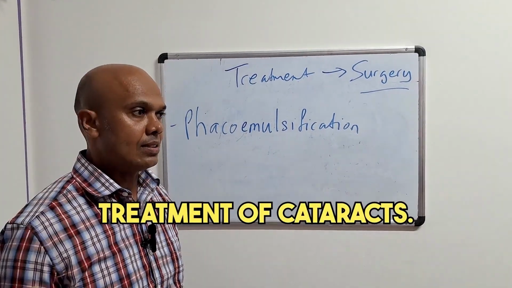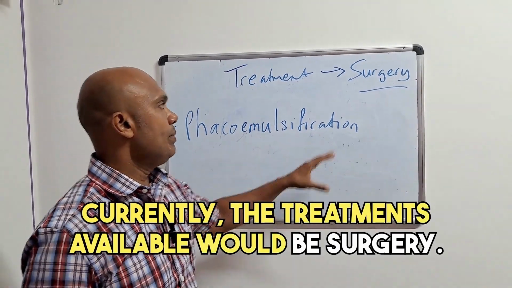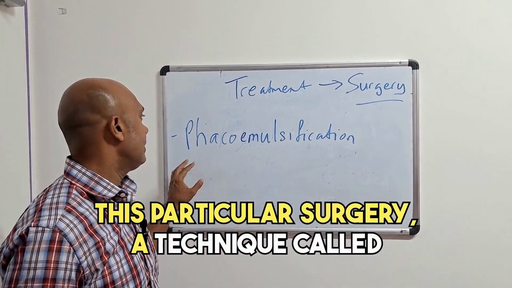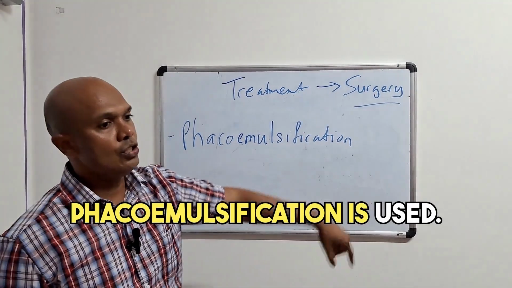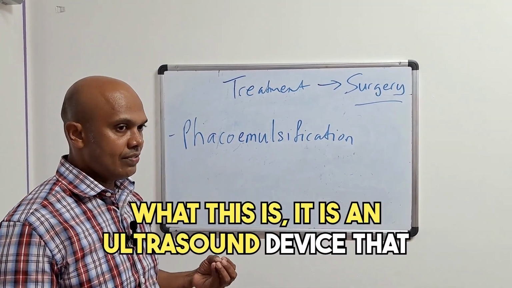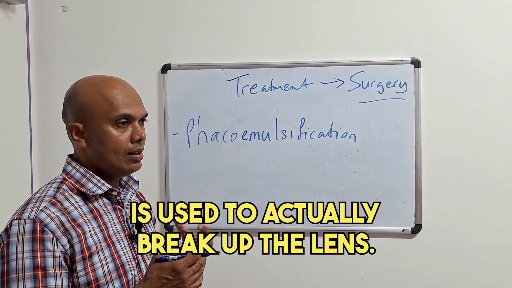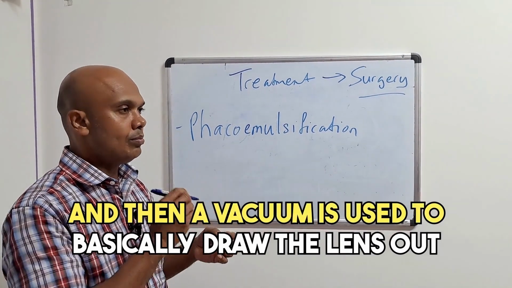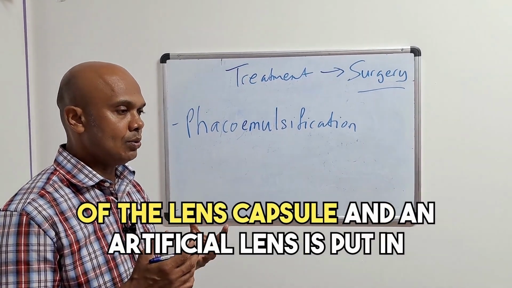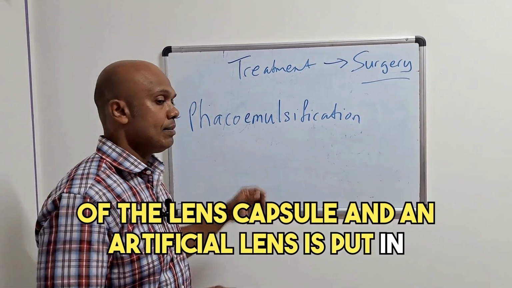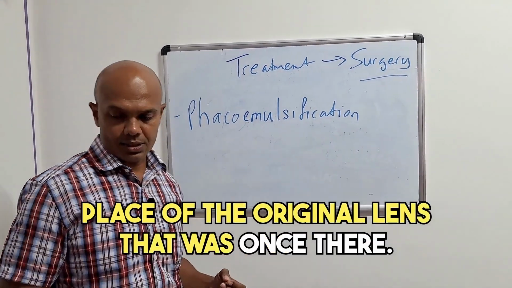Treatment of cataracts. Currently, the treatment available is surgery. In this surgery, a technique called phacoemulsification is used. This is an ultrasound device that is used to break up the lens, and then a vacuum is used to draw the lens out of the lens capsule, and an artificial lens is put in place of the original lens that was once there.